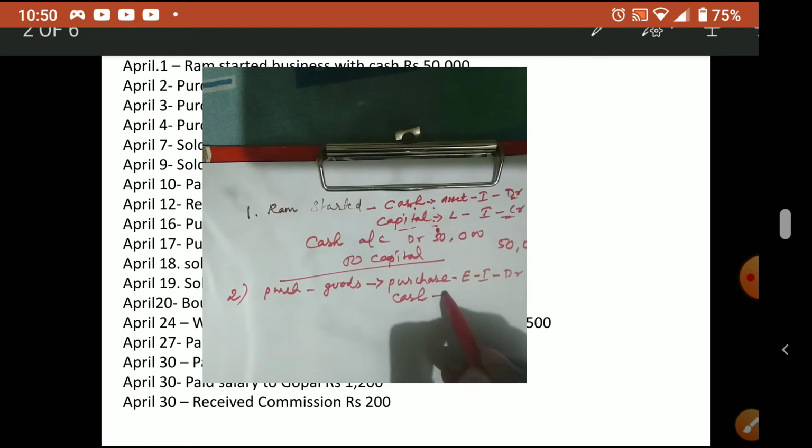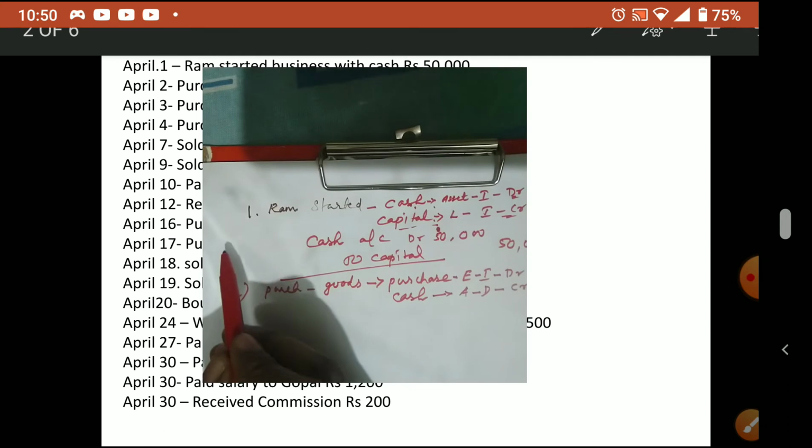Then cash is what? Cash is an asset. When we purchase goods, does cash increase or decrease? We have to pay cash, so cash is going out. So cash decreases. Asset decrease means credit. In the previous class we discussed the rule. I think you remember.